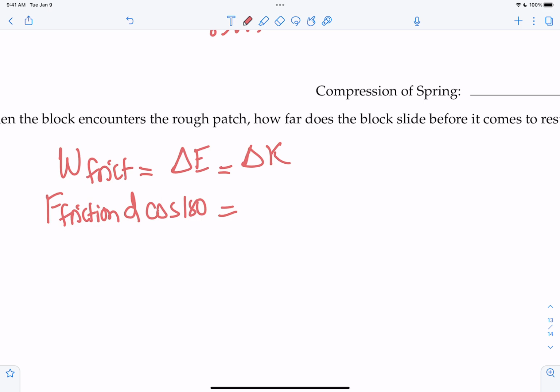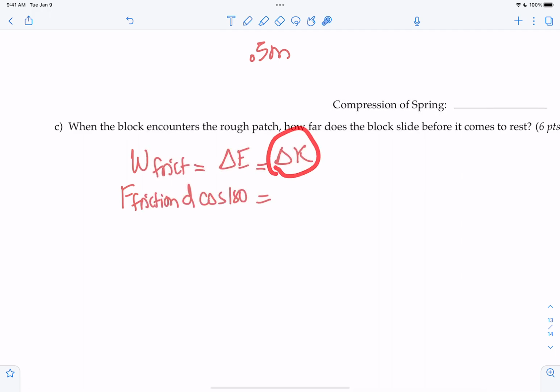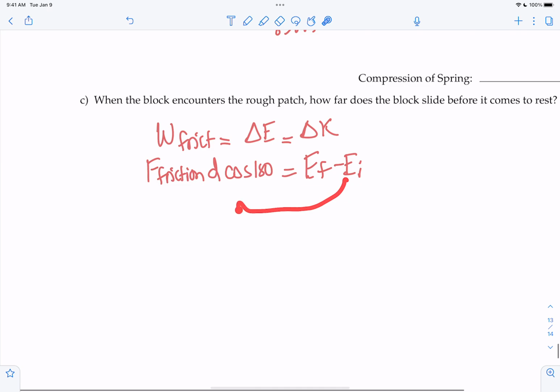Now, there should be a change in kinetic, like we said earlier. Instead of looking at changing kinetic and this delta K and delta U stuff, which really throws me off, I just want to look at the change in energy. So work due to friction is equal to change in energy, which is equal to EF minus EI, final energy minus initial energy. So now we can add initial energy to the work here and get our final energy.